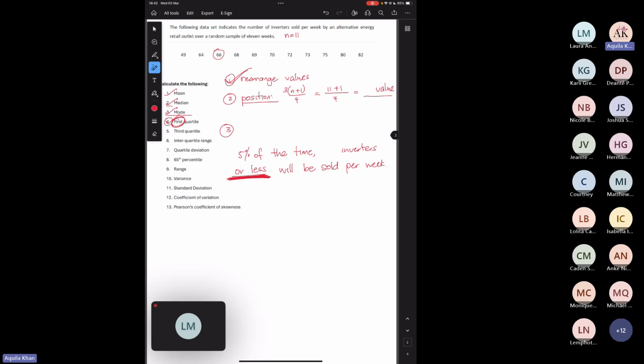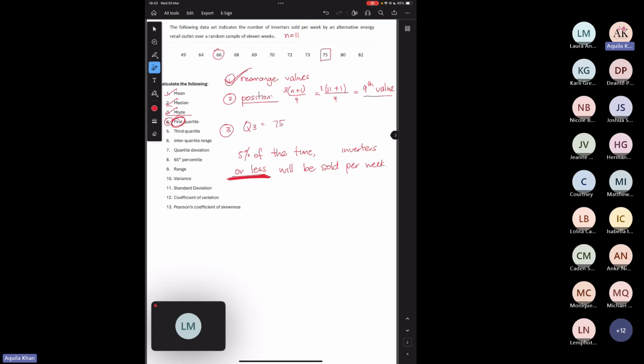Second step is to determine the position, but this time, because it's a third quartile, the position is calculated as 3 multiplied by n plus 1 over 4. So it's 3 multiplied by 11 plus 1 over 4. So that's 3 multiplied by 12. 36 divided by 4 tells you that the ninth value in the data set is then your third quartile. So if you go to your data set, the ninth value is 75. So now you're going to say Q3 is equal to 75.